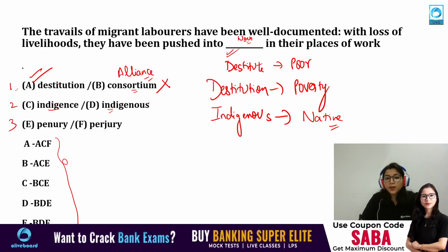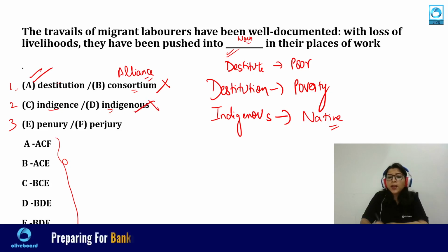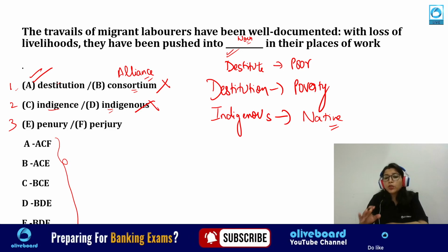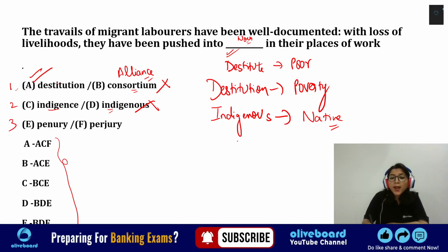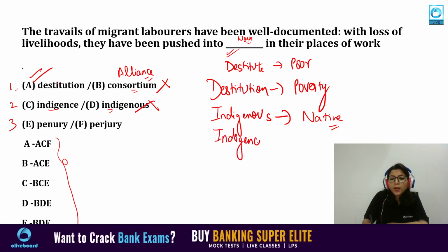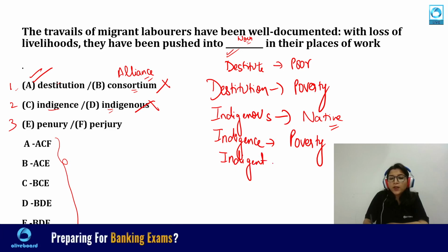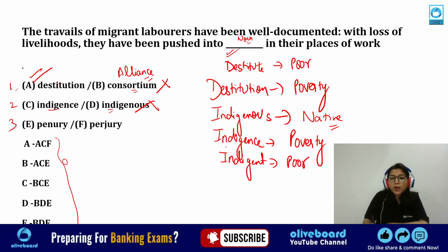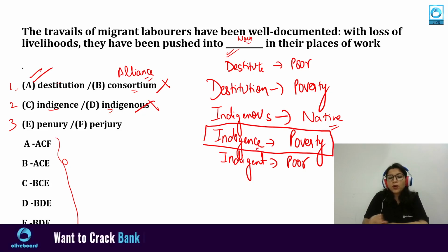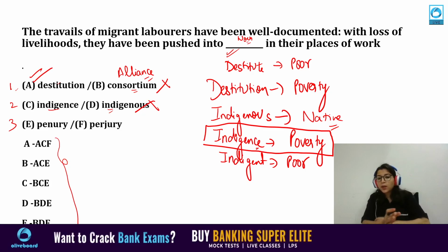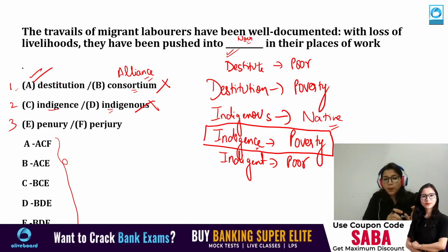If you know the meaning of the word indigenous, definitely you can eliminate this. Because they have been pushed into indigenous is not making any sense. And indigent is a synonym of destitution. Indigence is a noun. Indigence means again poverty. Indigent means poor. If we want to refer to a poor person, we will use indigent, and if we want to refer to the situation of poverty, you will use indigence. Clear? So destitution, indigence, poverty.